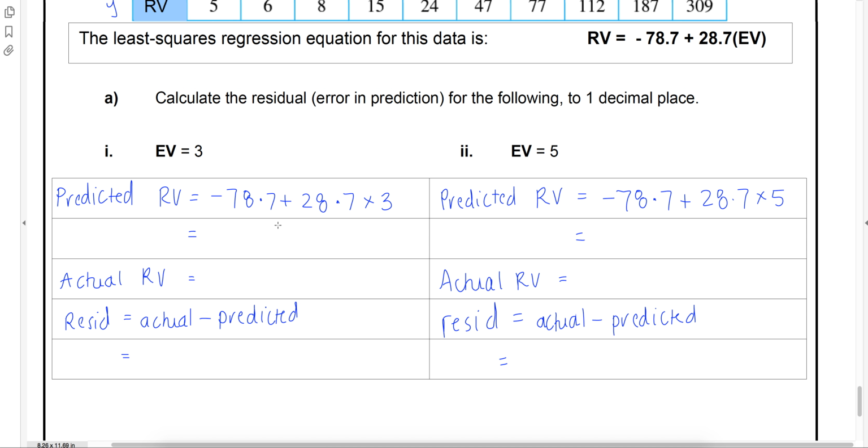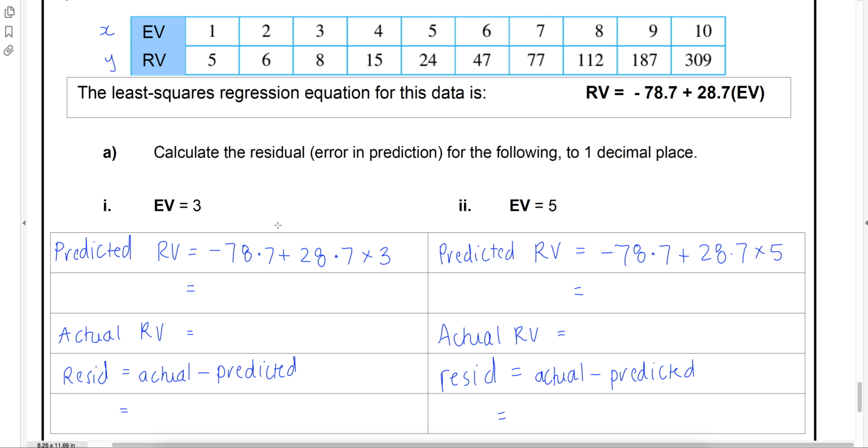First of all, you'll see this first one is saying for an EV of 3. Now, when you're calculating a residual, they're always going to give you the EV value, because the residual is always an RV answer. It's the RV unit that you're going to use because it's a vertical distance on the scatter plot. To get my predicted value, I substitute my EV value that's given into the rule. So I'll do that now on my calculator. Negative 78.7 plus 28.7 by 3. Now I get 7.4.